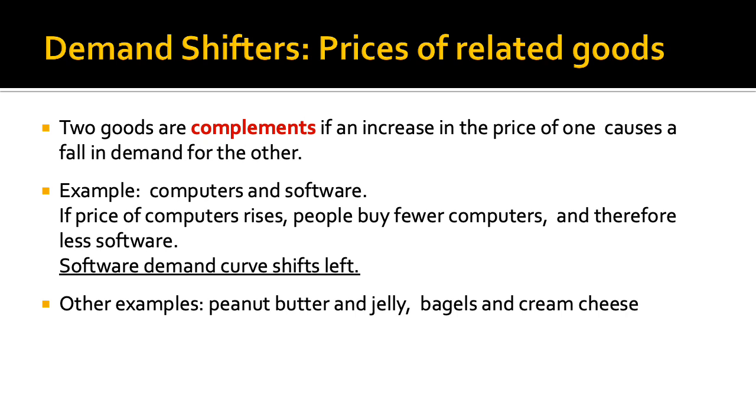Again, similarly, we can do the same thing with peanut butter and jelly. If the price, say, of jelly goes up, you may consume less. Your demand for peanut butter may decrease since you cannot consume them together.